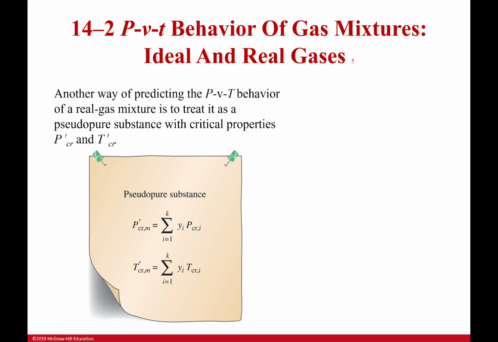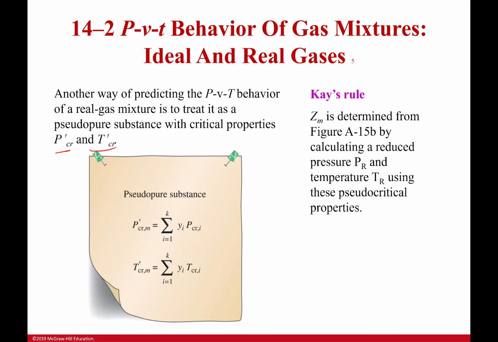But for this one right here, it's saying regardless of what you're dealing with, let's just treat it as a pure substance. And it's got these critical properties, P critical and T critical right here. If you're wondering what those are, it's simply all the critical pressures of the components of the mixture times their mole fraction, and then I add them together. Same for the critical temperatures.